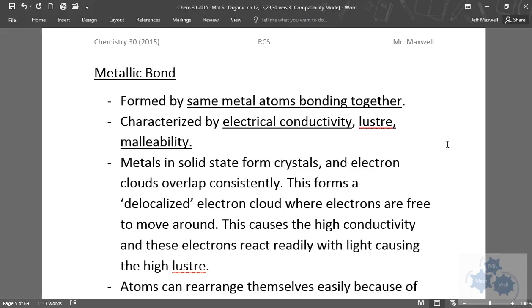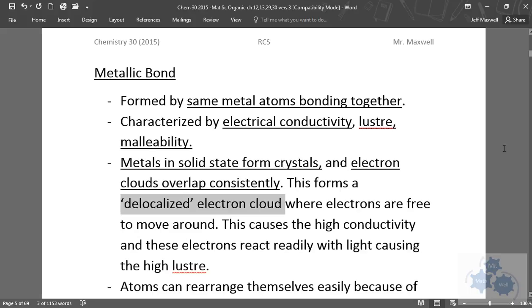So obviously, it's a good idea for copper wire to be bendable, because it doesn't always go in a straight line. It's got to wrap around things and go through walls and different channels. Metals in the solid state form crystals, and electron clouds overlap quite consistently, which means throughout the material. This forms a delocalized electron cloud.